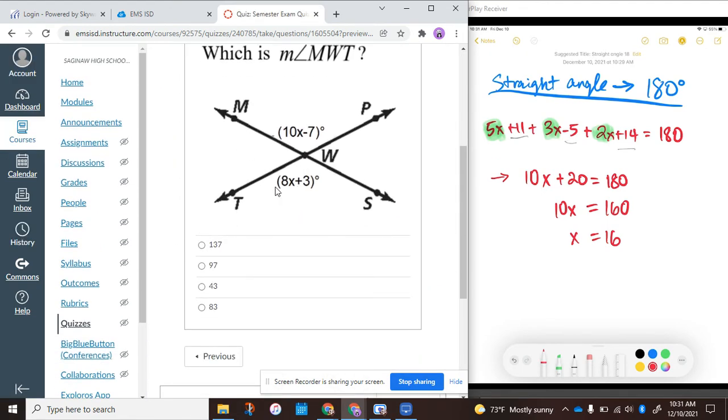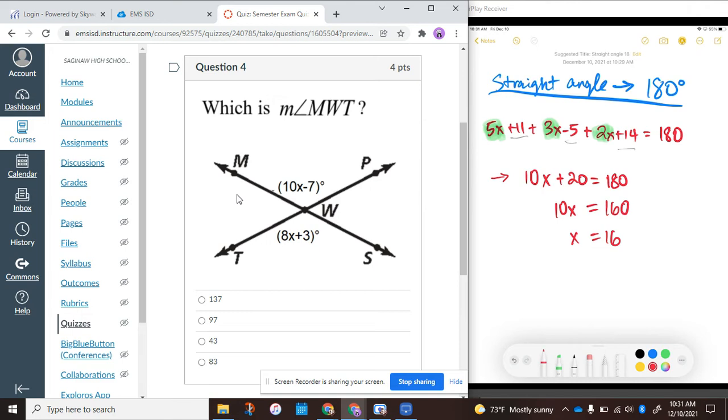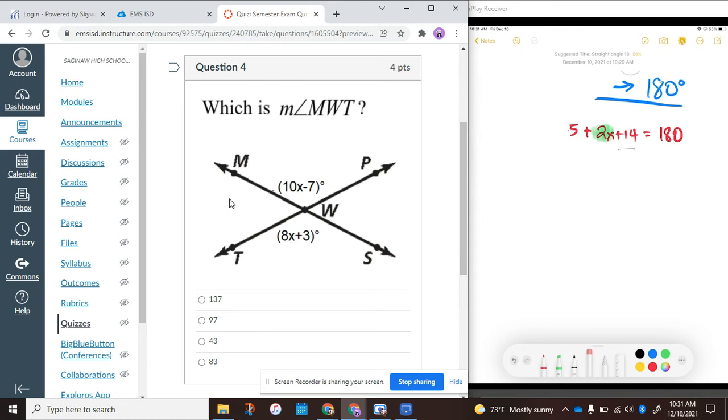Up next, it's asking about angle MWT. This one ends up being kind of a complicated problem. It's a multi-layered problem, but that's not going to be an issue because all of the knowledge that we need for this problem, we have talked about before. It's just going to be combining a couple of different pieces of knowledge together.